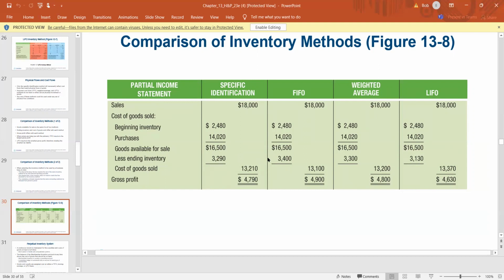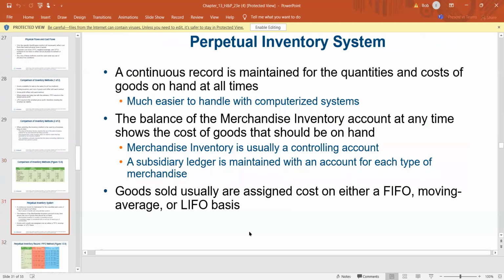Look what happened with FIFO. Our cost of goods sold is not 13,210, it's 13,100. We ended up with a higher net income. You will always have a higher net income in FIFO as long as prices are rising. LIFO, wow, look at this. Our income, or gross profit, if you will, was only $4,630. That's a pretty big difference. And the weighted average, as you would expect, would be somewhere in between them. LIFO will give you a low net income, all right?